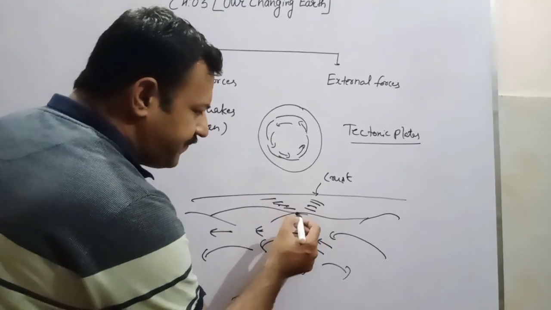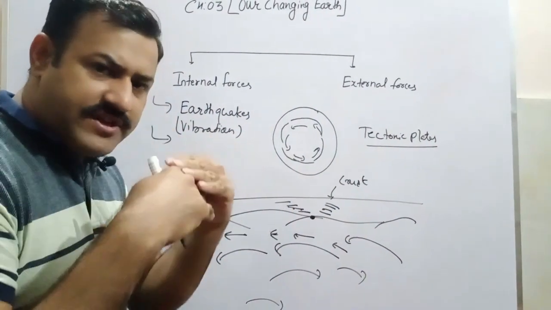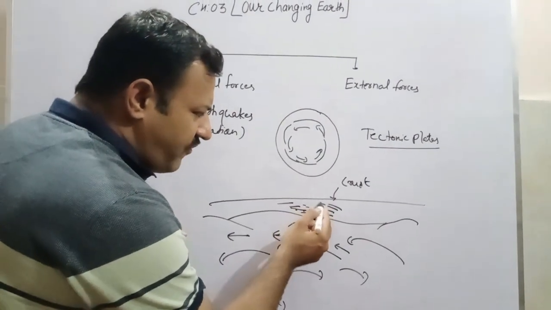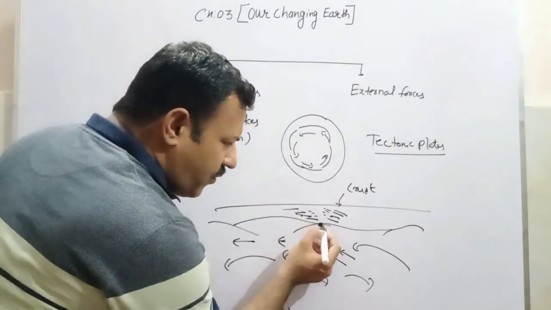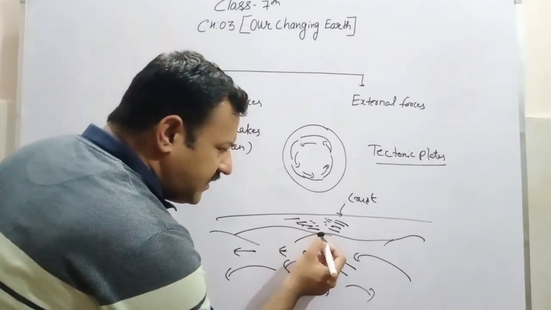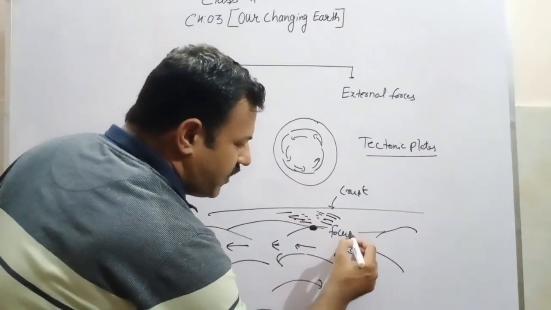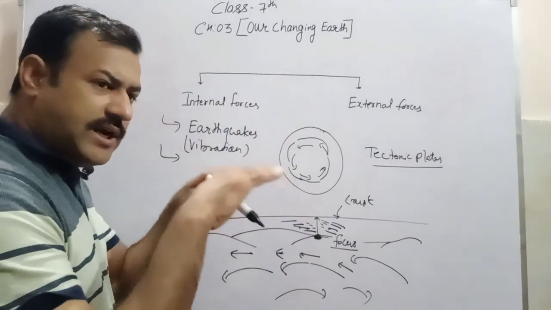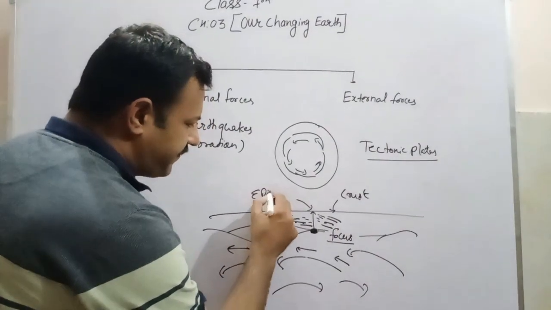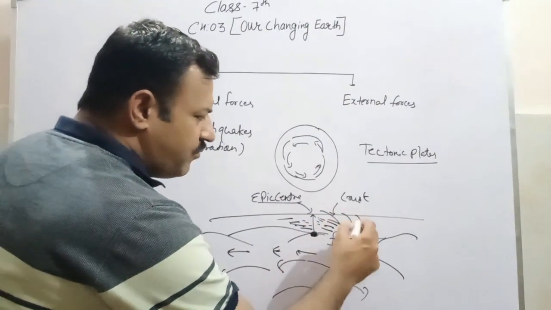Suppose this is the point where the plates are sliding. Either they are converging or they are diverging. Because of this, these kinds of waves will be created. And the point where this divergent or convergent movement is happening, or where these vibrations are created, is known as the focus point. The place on the earth crust just perpendicular to this focus is called the epicenter. So friends, these waves start to move on the earth crust.